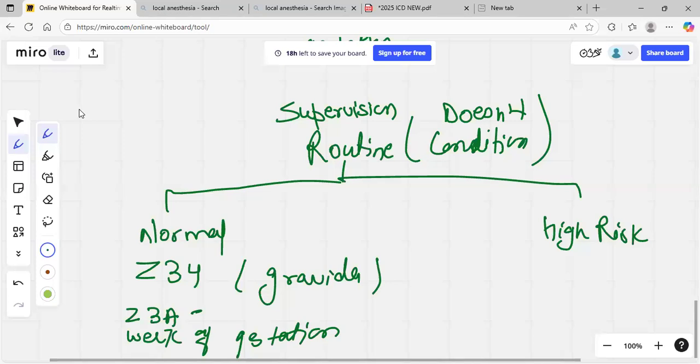So normal is easy. When a patient is coming for a normal supervision, use simple Z34 and Z38. You have to remember one thing: we cannot use Z series and O series together. You need to use Z series only if everything is normal, the patient does not have any condition, and does not have any risk also.